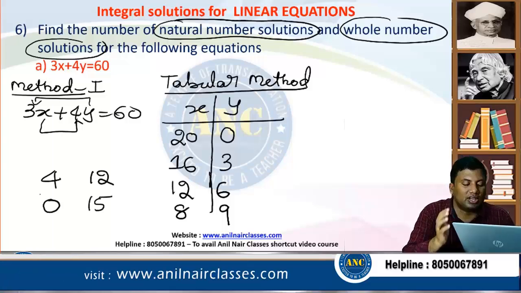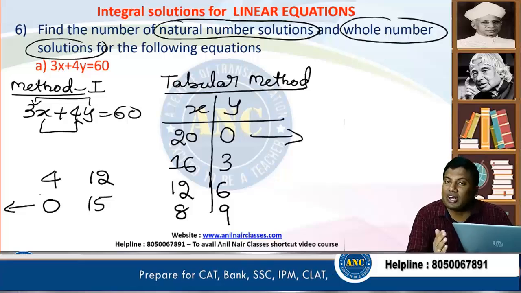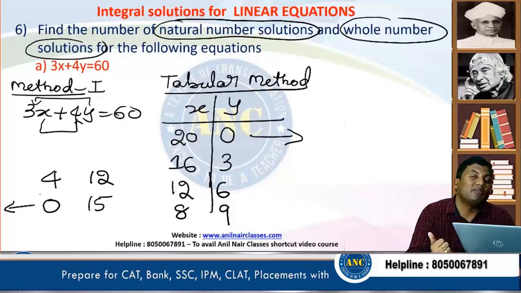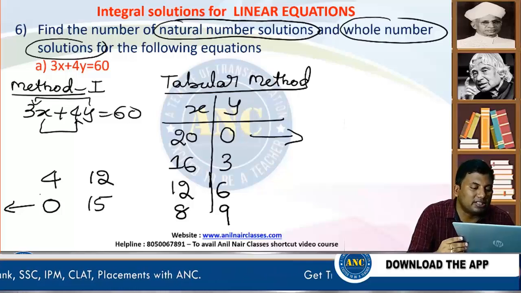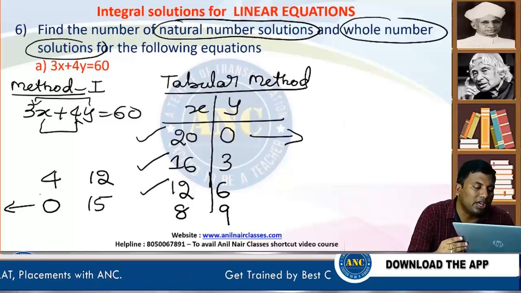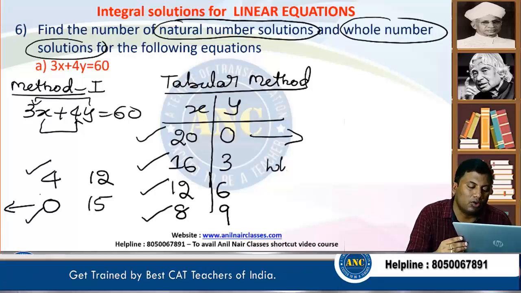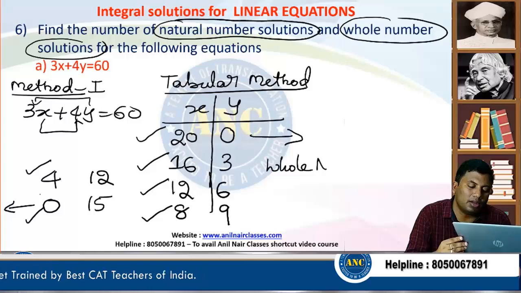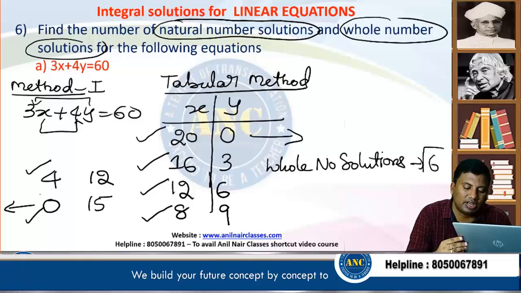Now if you observe, I told you that if I start with y value 0, I will end with x value 0. So I got all the doublets. How many doublets are there? 1, 2, 3, 4, 5, 6. Whole numbers also include 0. So whole number solutions are, there are 6 doublets.